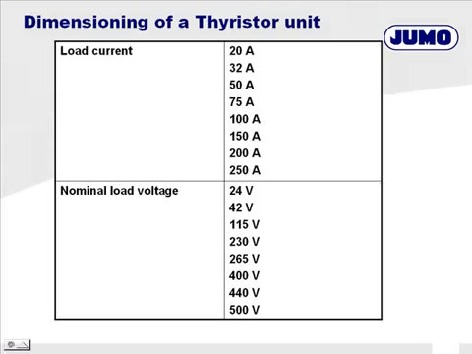For dimensioning of a thyristor unit, two values are necessary: the load current and the load voltage. The chart shows the possibilities. The power supply for the control electronics of JUMO thyristor units is the nominal load voltage. That means an additional power supply for the control electronics is not necessary.